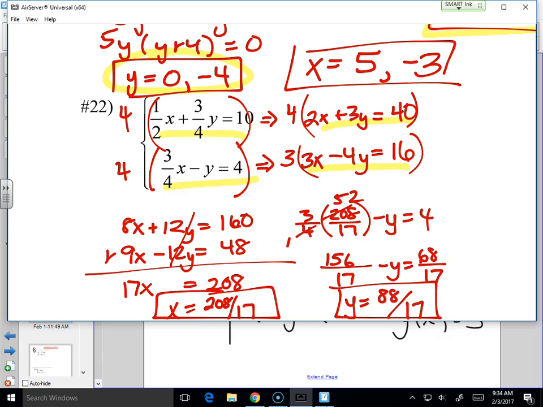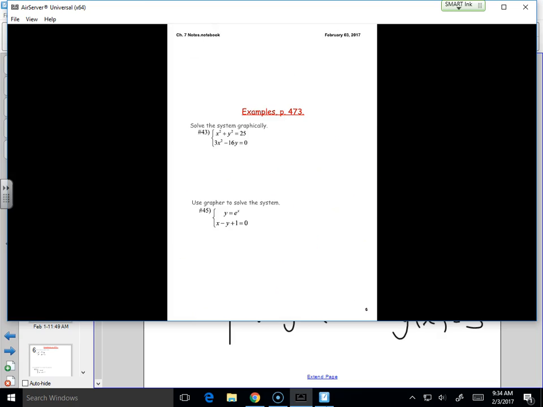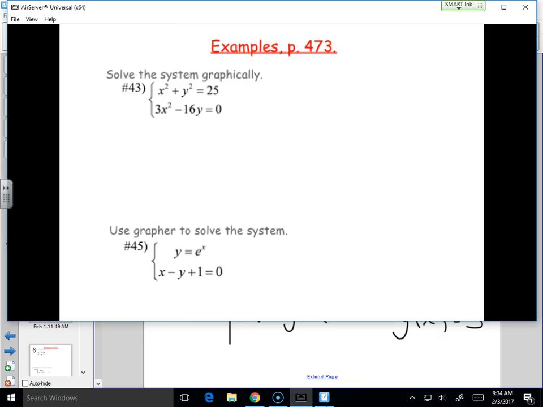Ugh. We're solving, huh? What else is there to this section? Solve graphically? What does that mean?